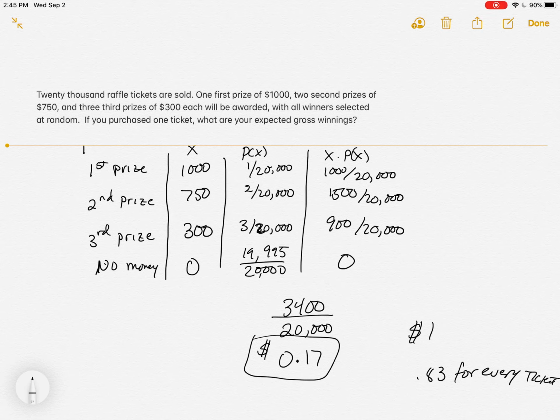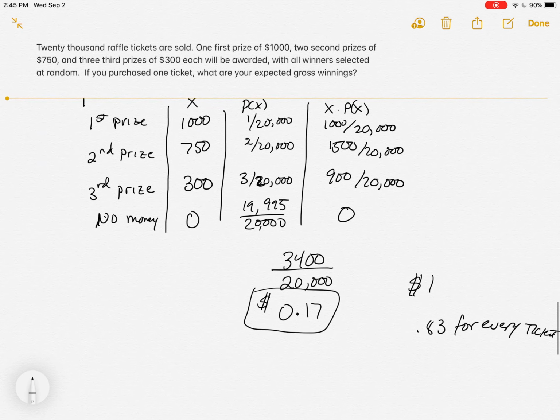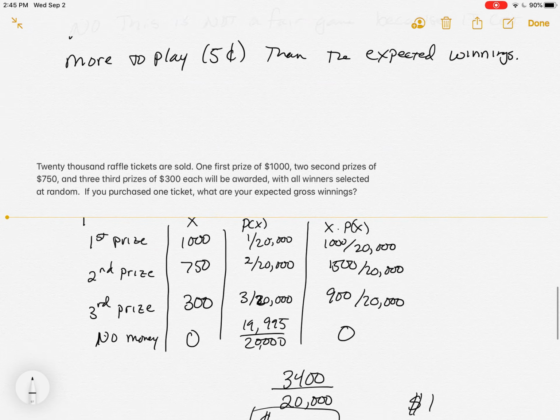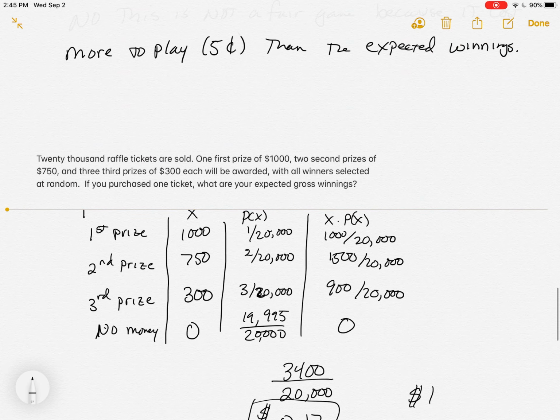So if you can convince them to charge less than 17 cents per raffle ticket, it's worth your bet, right? You, in the long run, if you were able to keep playing this raffle, you would make money. So it's set up in a way for, as all raffles are, for the institution that's giving them to make some money. But now you can get a better idea of how much they make.